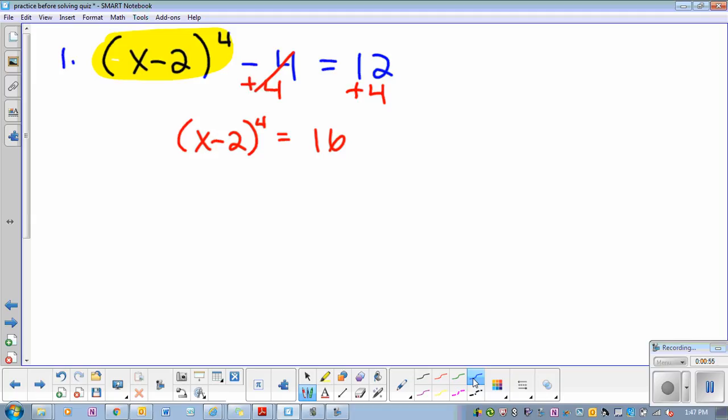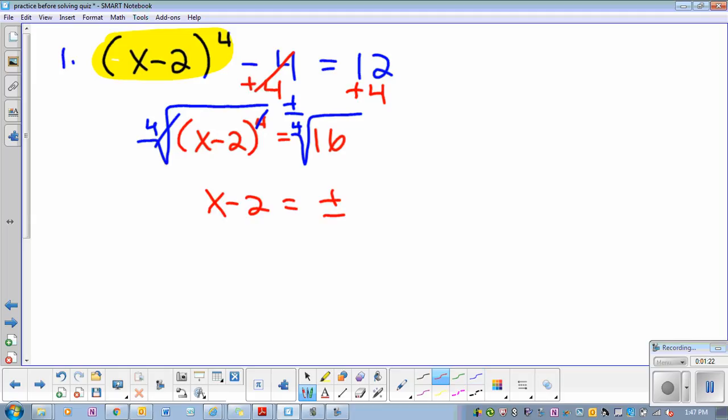Yeah, you take the root, but this is a 4th power, so you have to take the 4th root. Whatever you do to one side, you do to the other side. But what does the 4th root mean? Plus or minus. Thank you, Jacob. So then on the left-hand side, that 4th root and that 4th power cancel out. So then you're left with x minus 2 equals plus or minus, what is the 4th root of 16?